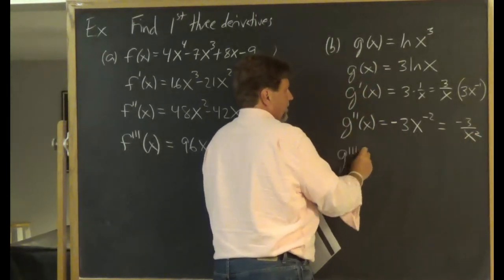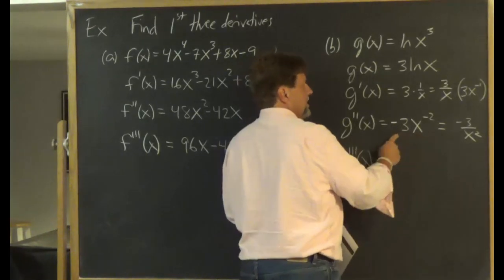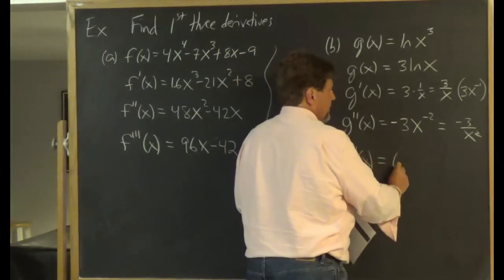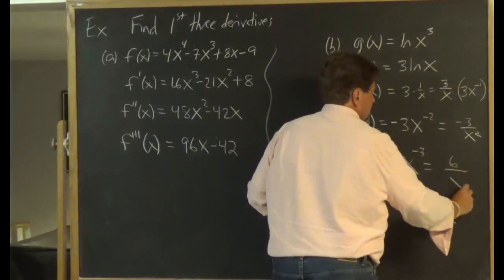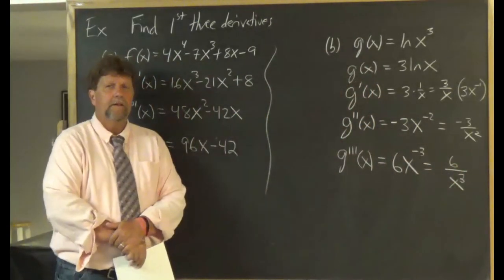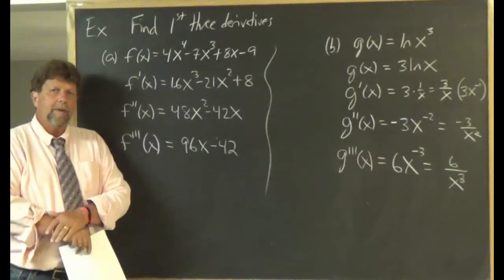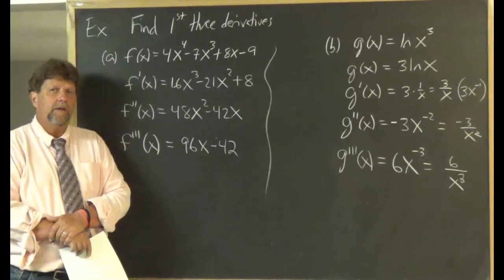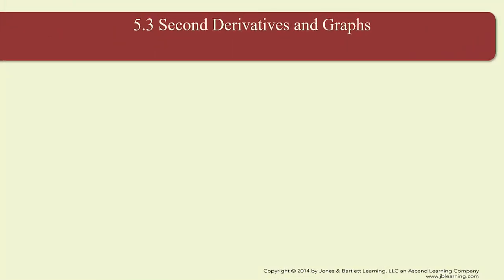And then the third derivative is just the derivative of the second derivative. So here's the second derivative. So the third derivative is 6x to the negative third, or 6 over x cubed. And that's it. That's all there is to finding higher order derivatives. So let's head back to the slides and see what we are going to do with higher order derivatives, in particular the second derivative. All right, you can see finding higher order derivatives is not that difficult. It's just doing derivatives of derivatives.